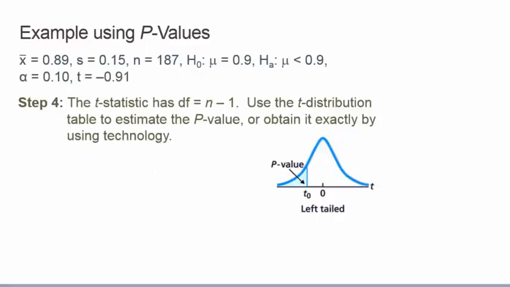Step 4, the test statistic has degrees of freedom equal n minus 1. Use the t-distribution table to estimate the p-value or obtain it exactly by using technology. We need to find the area to the left of our test statistic. Since n equals 187, our degrees of freedom are 186, and t equals negative 0.91.